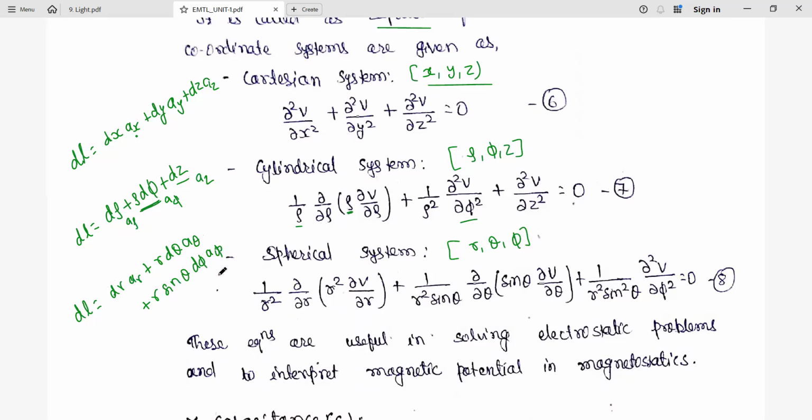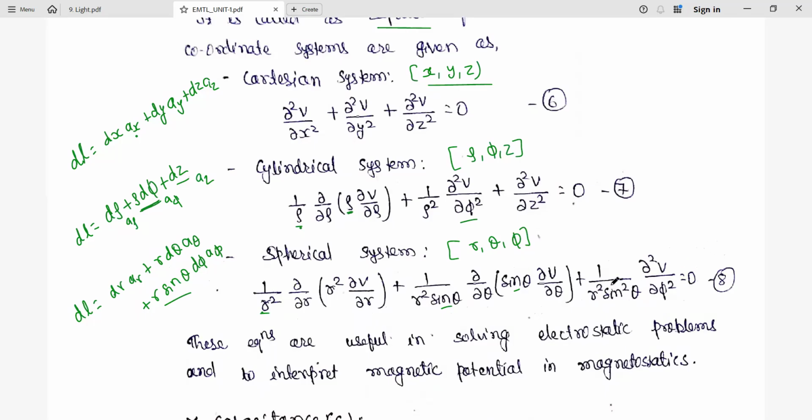On the basis of that, again here we multiply and divide by r². So we have 1/r² ∂/∂r (r² ∂V/∂r), since r is a variable here, plus the second term, where sinθ is multiplied and divided: 1/(r² sinθ) ∂/∂θ (sinθ ∂V/∂θ). And finally, in the last term, the coefficient is r sinθ, so we have 1/(r² sin²θ) ∂²V/∂φ². This is all equal to 0.